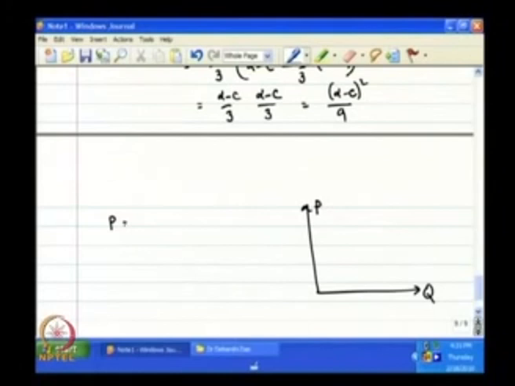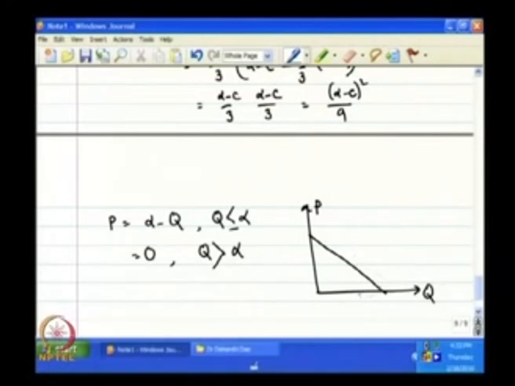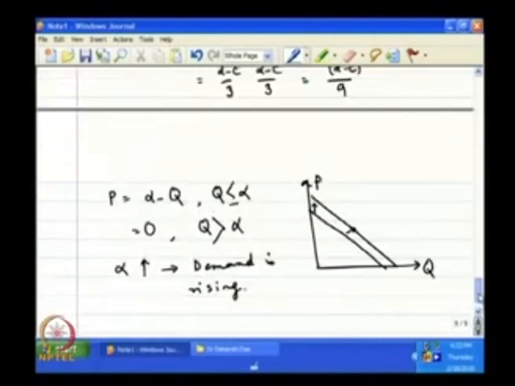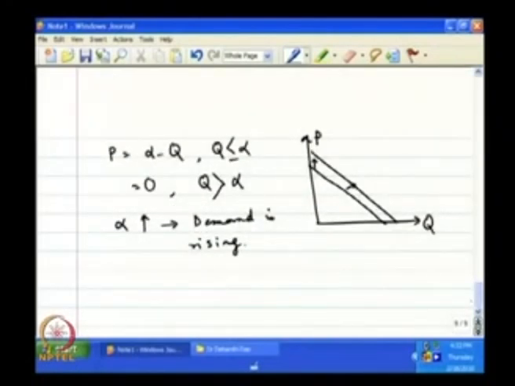So, the inverse demand function is given by this, for Q less than alpha. The demand curve is given by this downward sloping line. When the demand curve shifts to the right, that means this intercept is rising. And what is the intercept? The intercept is alpha. So alpha rising means that demand is rising. This alpha parameter captures the position of the demand curve. If consumers are willing to buy more goods, that will be represented in terms of rising alpha.